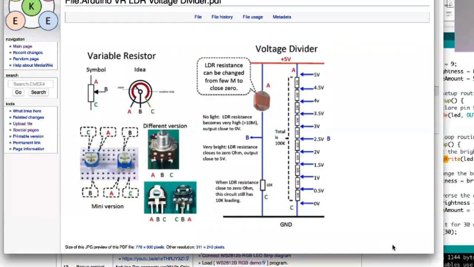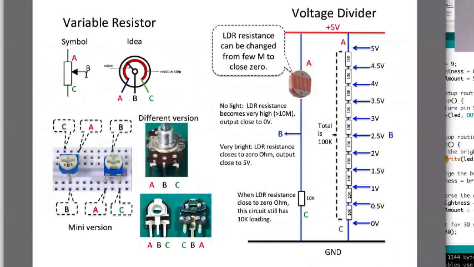Let me explain the variable resistor. Basically, we have been using the regular resistor, just one fixed resistor. But we also want to change the resistance, so we can use a variable resistor. If you have your own kit, you will have something like this. And our kit is distributed with a smaller version, okay? So this is the symbol, a resistor symbol.